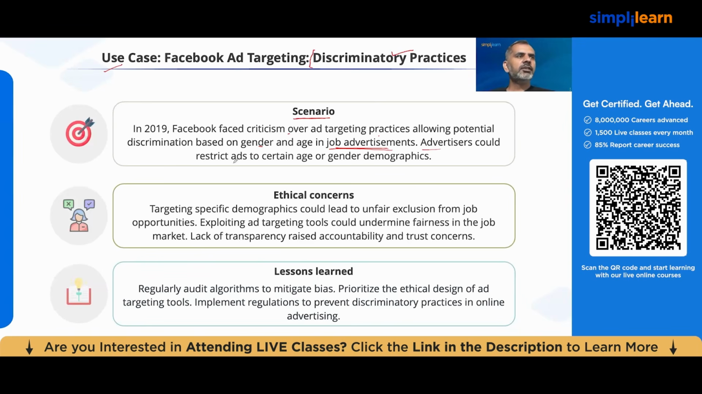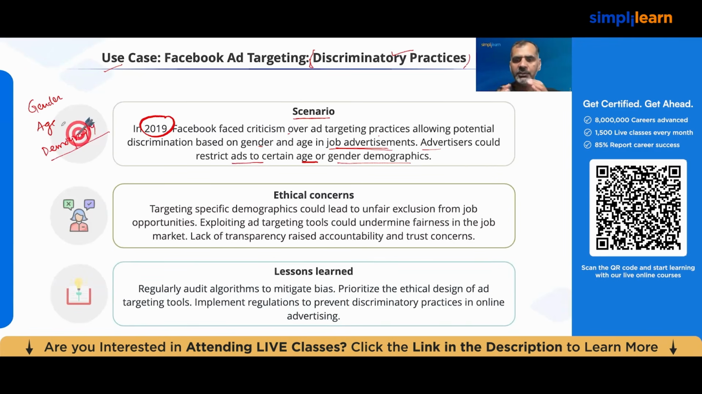So advertisers could restrict ads to a certain age and gender demographic. When Facebook goes with such practices, it is introducing discriminatory practices, and this happened with Facebook. In 2019, it received a lot of criticism over that. But this is one of the features of that application, guys. When we use Facebook for social advertisement, we can add different filters. You may add filters based on gender, based on age, or based on certain demography. These are the different features that Facebook has, and you can apply these filters.